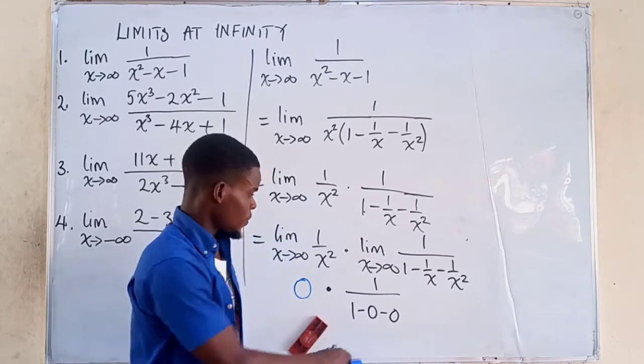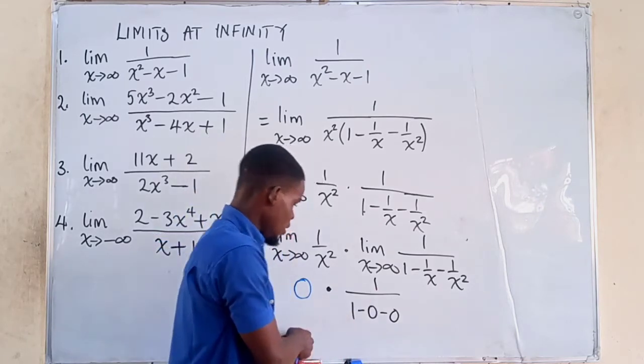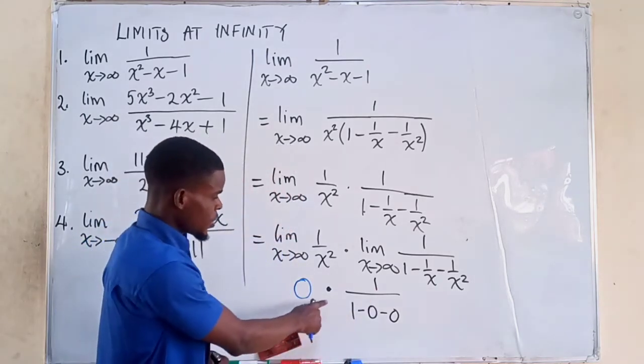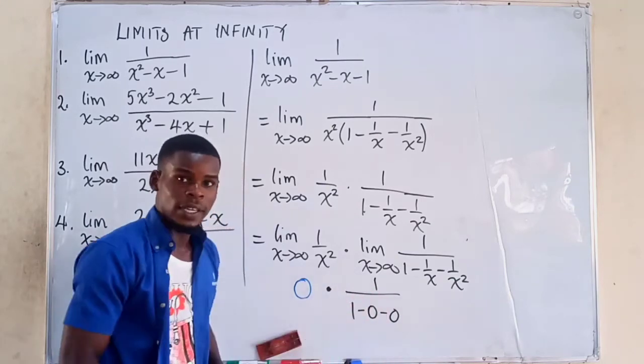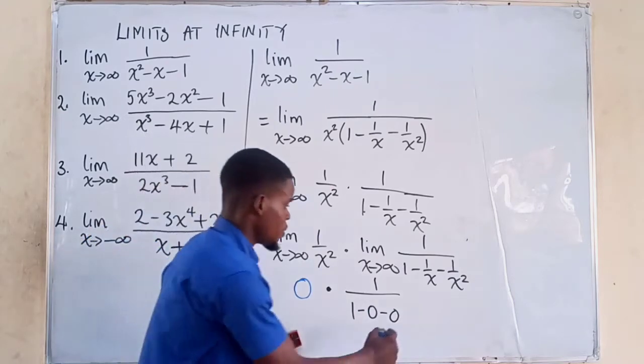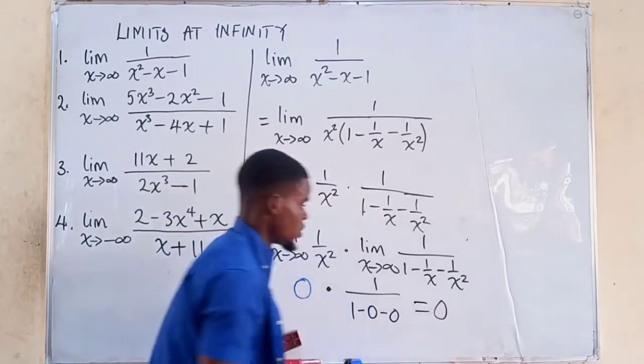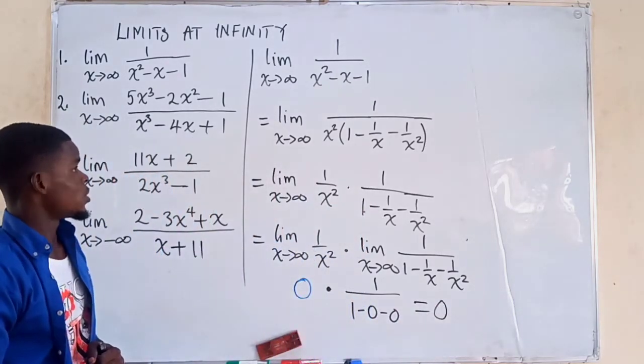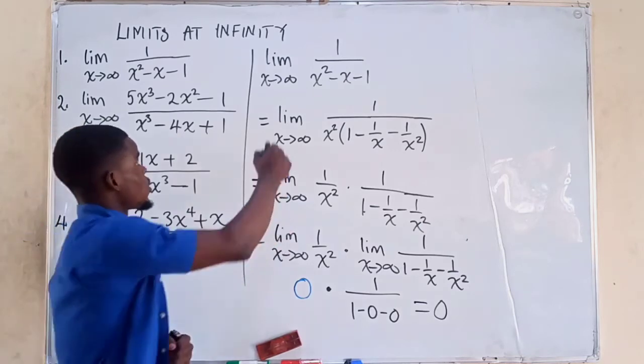Good. So in the end, we are ending with 0 times something. So this is 1 over 1. 0 times 1, the result of this limit is just 0. Okay, so that's it for the first question. Let's go over there and solve the second question.